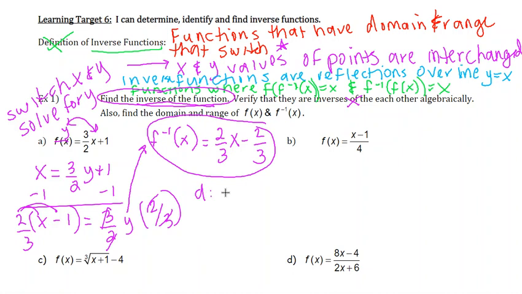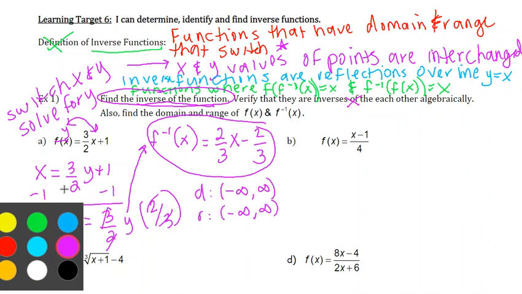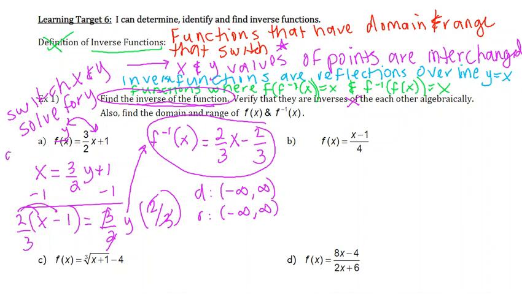The domain of this line, of any line, is -infinity to infinity, and the range is also -infinity to infinity. I want you to go back and look at the original. It was also a line. So that domain is -infinity to infinity, and the range is also -infinity to infinity. What you cannot tell here is that what's actually happening is the domain of the original becomes the range of the inverse, and the range of the original becomes the domain of the inverse. You can't really see that here because it's just a line and everything's -infinity to infinity.